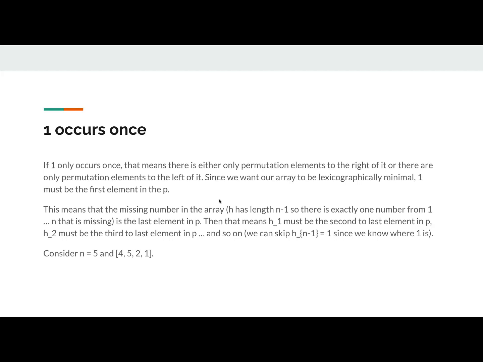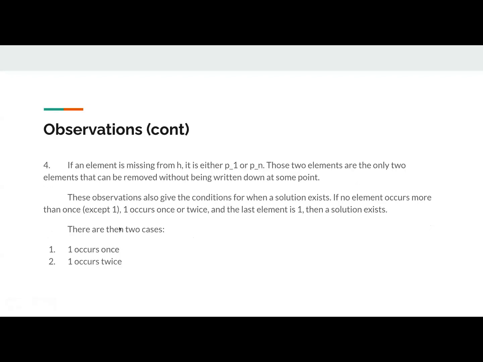The reason for that is that if P of 1 is equal to 1, that is automatically lexicographically smaller than if P of n is equal to 1 and P of 1 is equal to something else, because 1 is the smallest number there is, at least the smallest one that we care about. So this means that the missing number in the array, H has length n minus 1, so there's exactly one number missing in the range of 1 to n. That element must be the last element in P, because this is related to the fourth hint, right? We know what P of 1 is, so the missing element has to be P of n.